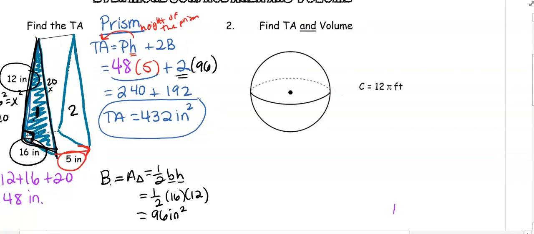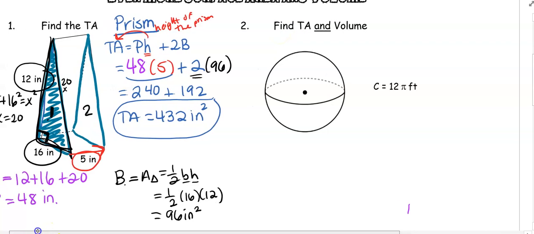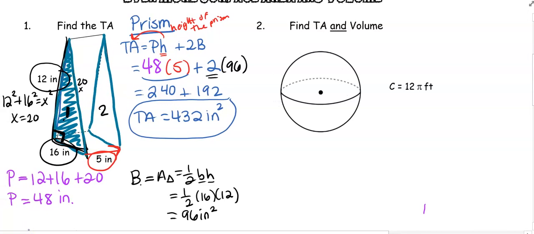Next we have our sphere. Our sphere, remember, we want to do two things this time. We want total surface area and we want volume. And this one is harder because for both formulas, total surface area is 4 times pi times radius squared, volume is 4/3 times pi times radius cubed. I just need the radius.